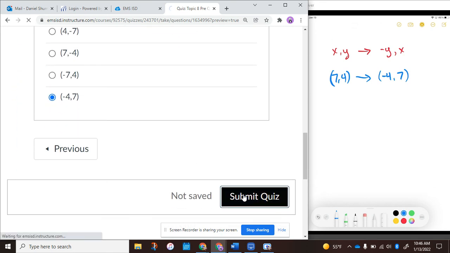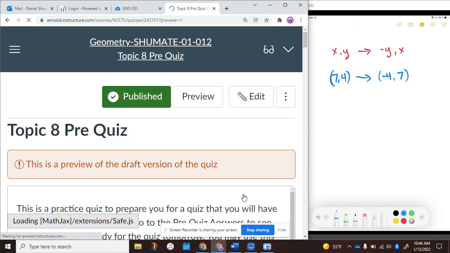That is all that we have for the pre-quiz. If you know what's going on with these problems, you should have absolutely no trouble at all when we actually take the quiz.